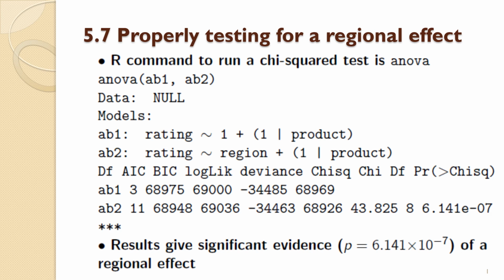So this is, in terms of the syntax, ANOVA applied to the first model and then the second model, and then it will run a chi-squared test, and in this case the p-value right at the end is 6.141 times 10 to the minus 7, which is less than 0.05. So it says there at the bottom of the slide, results give significant evidence, p equals 6.141 times 10 to the minus 7, of a regional effect. Okay, so this test does give you formal evidence now that there is definitely a regional effect in this data.